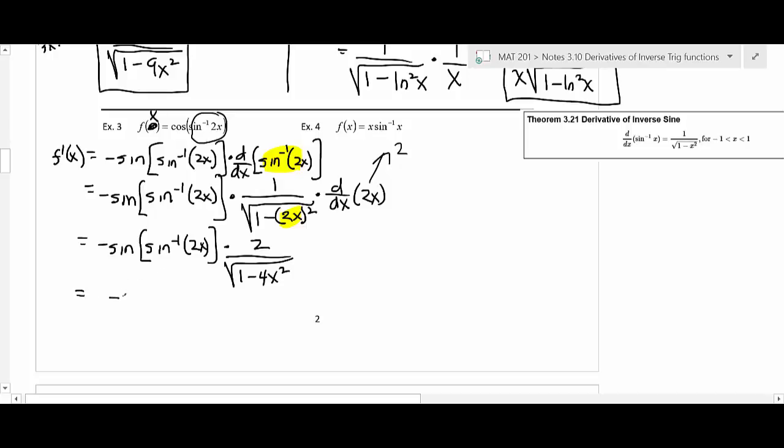I'm just going to write it as negative 2 sine inverse sine of 2x all over square root of 1 minus 4x squared, like that. That's as far as I'm going to take that. Okay? All right, chain rule.